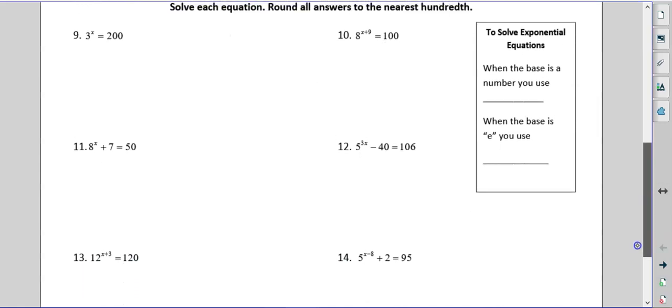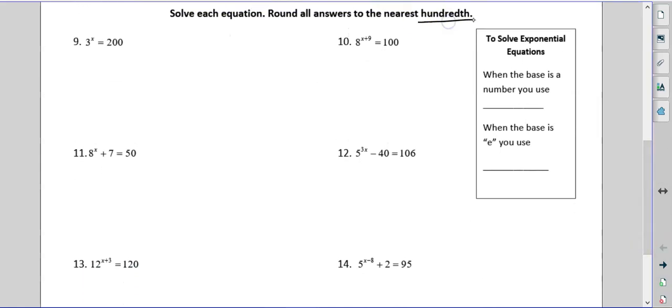All right, solve each equation. This time you're going to the nearest hundredth. Okay, so 3 to the x equals 200. Remember, when the base is a number, you use log. And when the base is e, you use ln. Okay? So since the base is 3, we're going to rewrite this. And we're going to log both sides, like a verb.